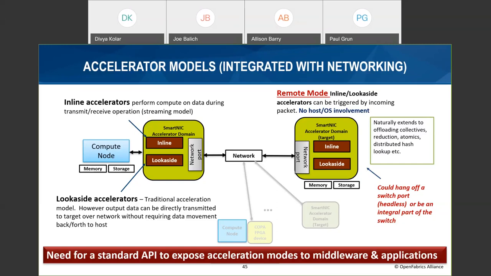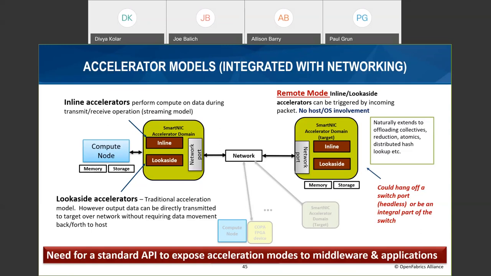Now, this accelerator block can either be invoked locally. In other words, as you are sending and receiving the packets, you may want to perform this acceleration during the course of transmit or possibly during the course of the receive operation. Additionally, you can actually invoke this acceleration remotely.